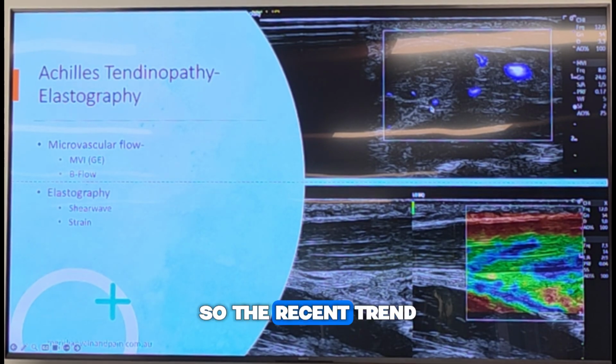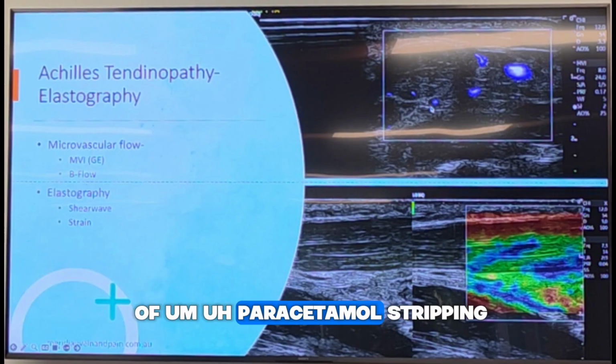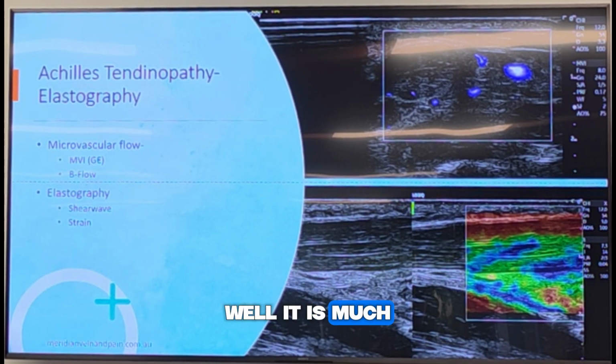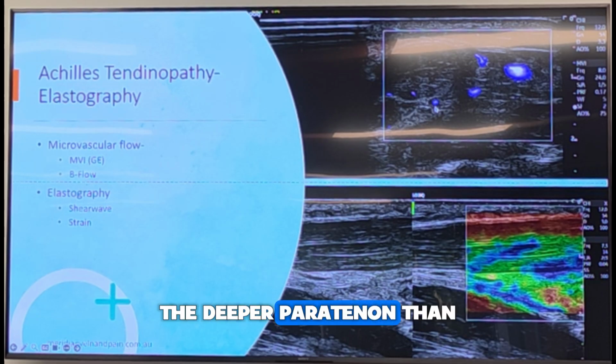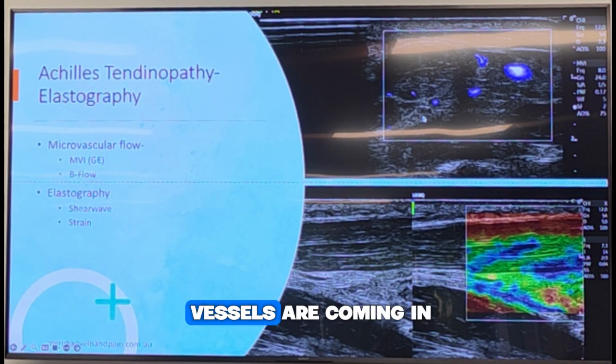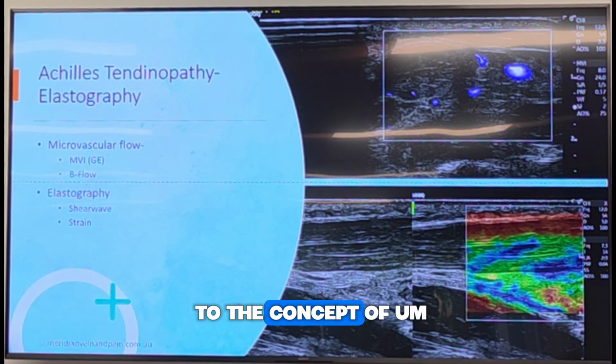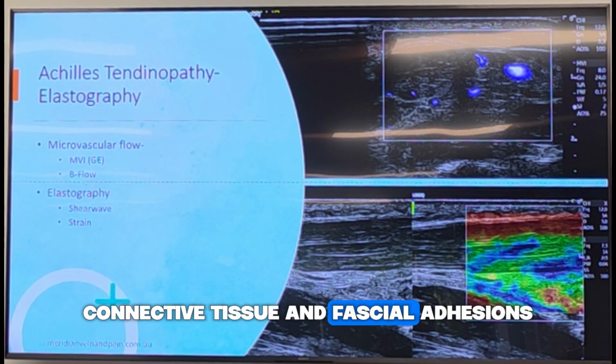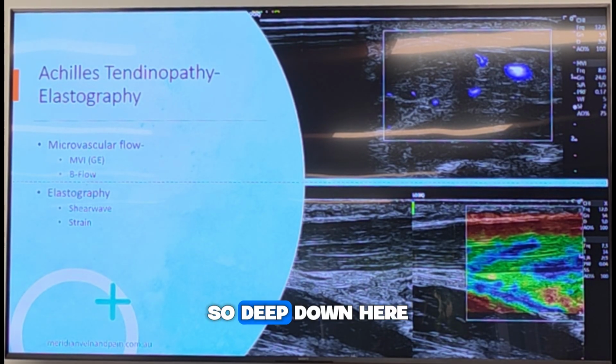So the recent trend of paratenon stripping, well, it is much more effective to strip the deeper paratenon than the superficial paratenon. Although it's nicer to strip the superficial paratenon, the deeper paratenon is where a lot of those vessels are coming in, where all those nerves are coming in. And then we come to the concept of connective tissue and fascial adhesions. So deep down here, we've got a lot of adhesions that are occurring between Kager's fat pad and the paratenon. So by stripping them, you actually allow a lot more of the movement.